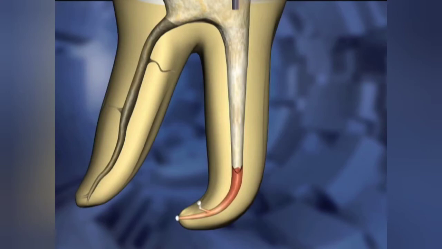A small pre-fit plugger is inserted into the canal space and used to tamp down the apical plug of gutta percha. The plugger is removed in the final step of the continuous wave technique, leaving the apical plug and the remaining space ready for backfilling.